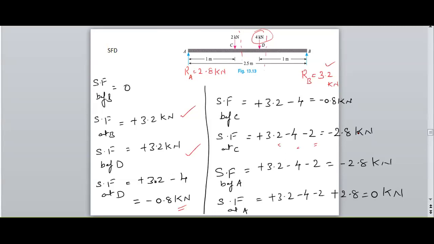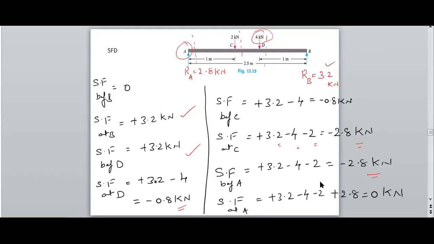Next, the last point is A, that is before A. Before A, I have three forces, 1, 2, and 3, so the same force will exist.